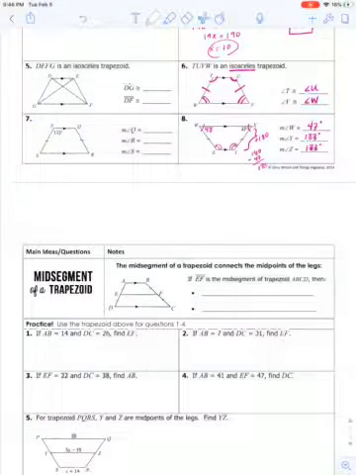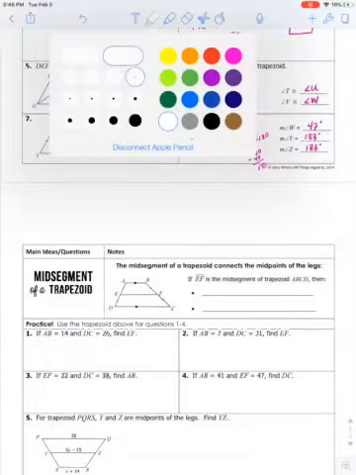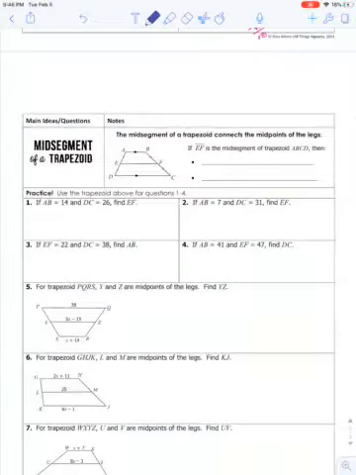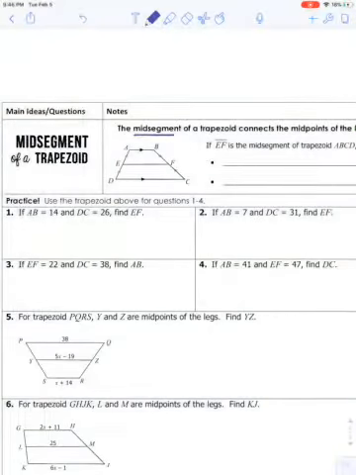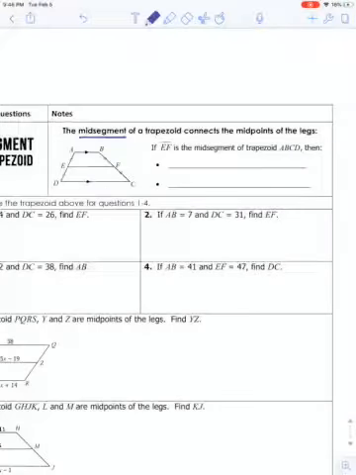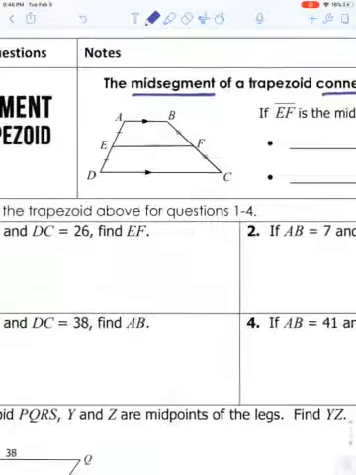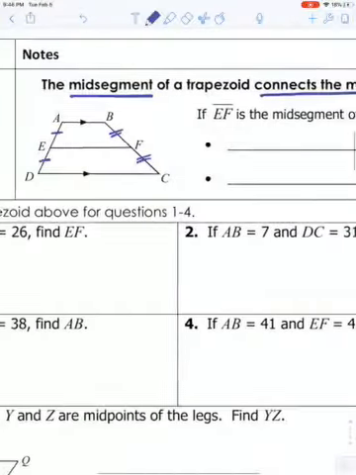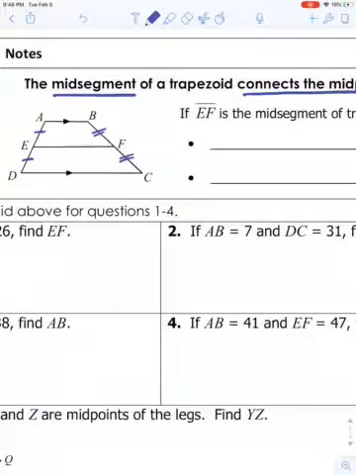One more thing about trapezoids that we need to know has to do with what's called a mid-segment of a trapezoid. Here's my definition. The mid-segment of a trapezoid connects the midpoints of the legs. That's just the definition, right? So you can see AE is congruent to ED, BF is congruent to FC. We call EF the mid-segment.